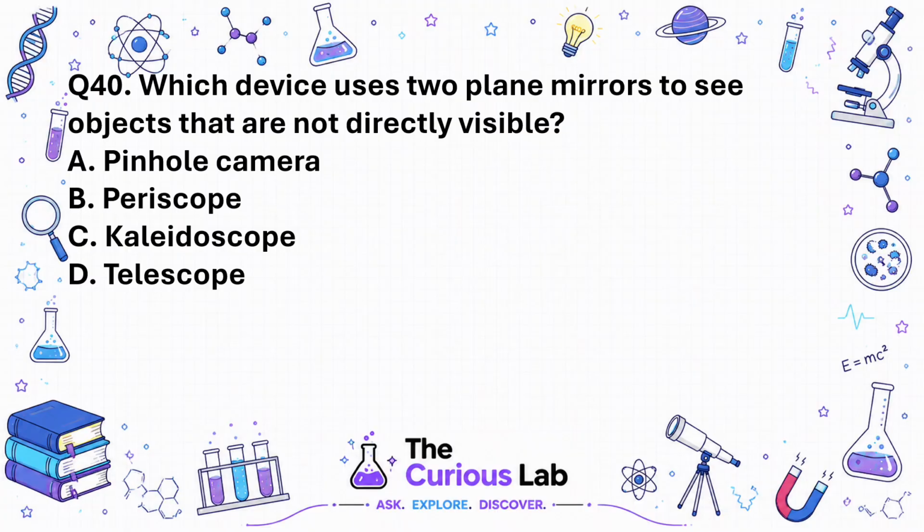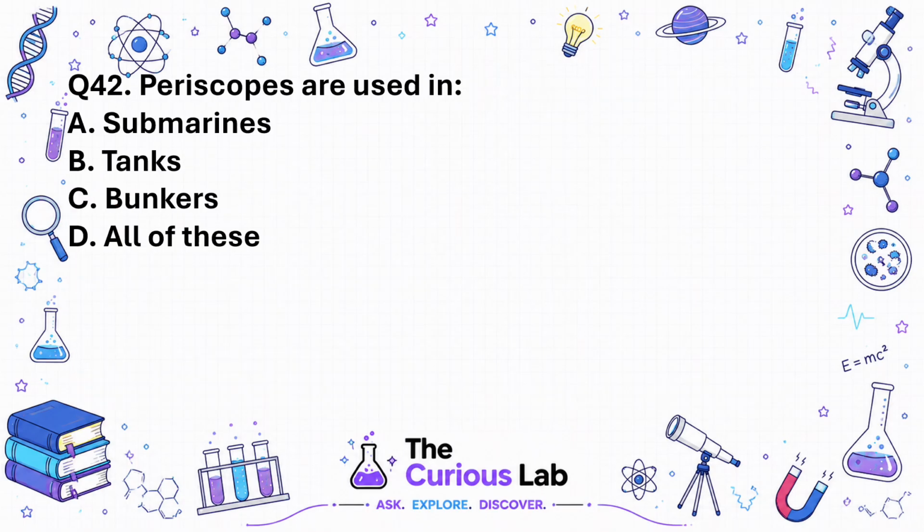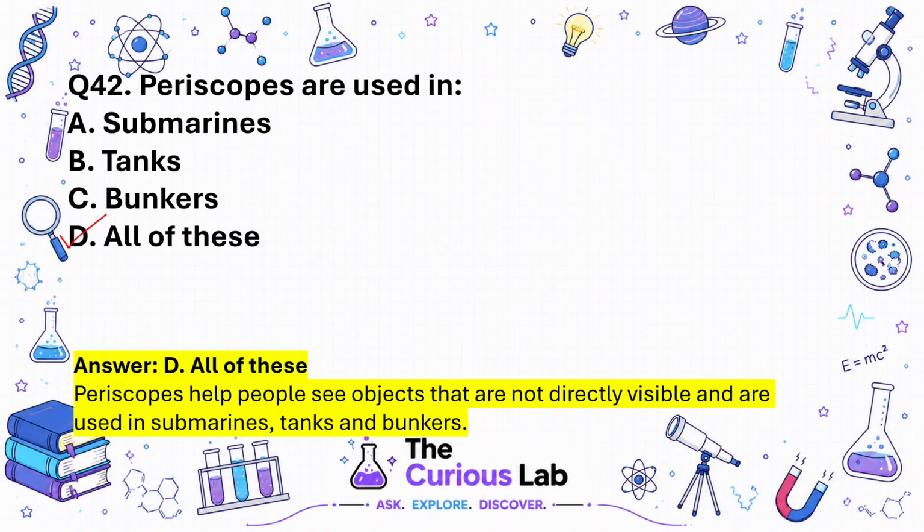Which device uses two plane mirrors to see objects that are not directly visible? That is periscope. A simple periscope has its two plane mirrors arranged in a Z-shaped arrangement. Periscopes are used in submarines, tanks, and bunkers. All of these to see the objects which are not in direct line of sight.